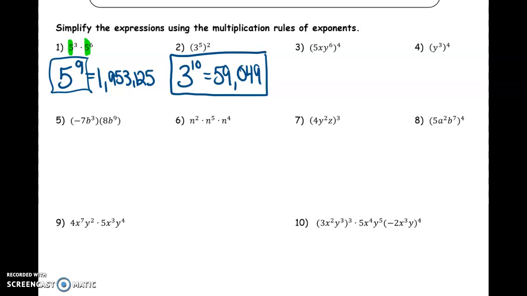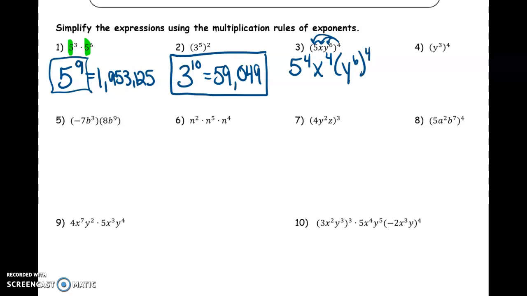The third example we have is now that third rule, which is the power of a product. So in the parentheses, it's really like saying 5 times x times y to the 6th. We don't often read it like that. We just would say 5x y to the 6th. But what really has to happen is that exponent has to go to each part. So we're going to have 5 to the 4th, x to the 4th, and then y to the 6th to the 4th. Now, this is not my final answer.